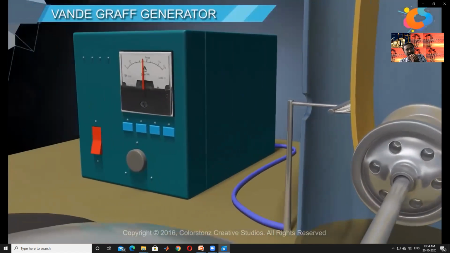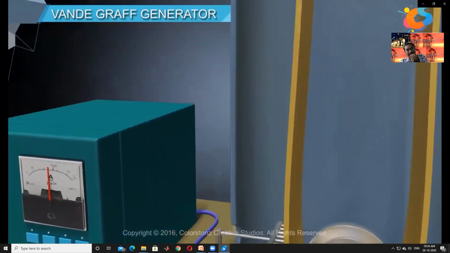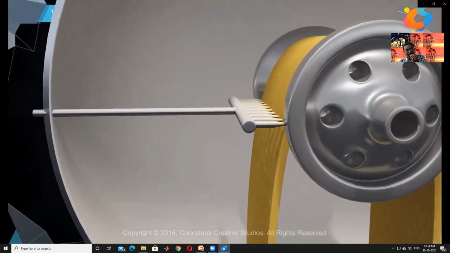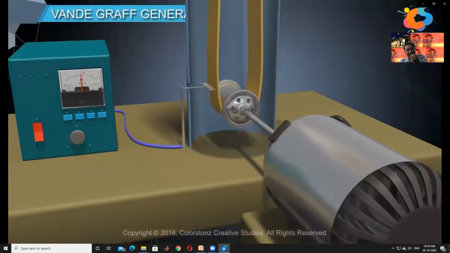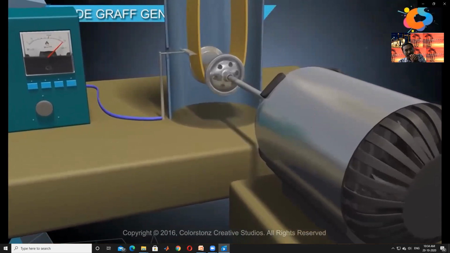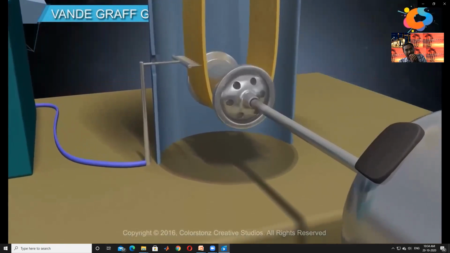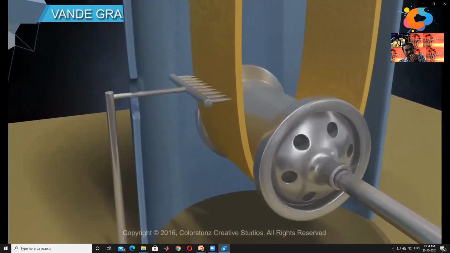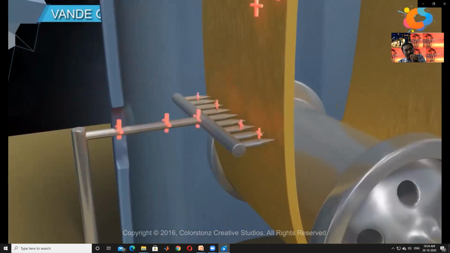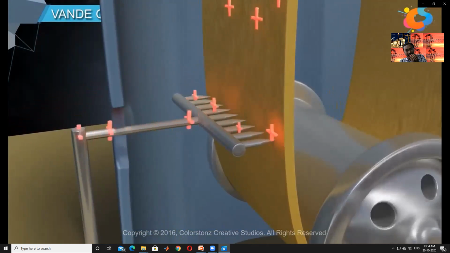The comb is maintained at high positive voltage by an external supply, and another comb called the receiver comb is positioned near the upper roller and is connected to the hollow metal sphere. A motor is connected to the bottom roller in order to move the belt. When the motor is rotating, the spray comb positioned near the bottom roller sprays positive charges onto the belt in this manner.